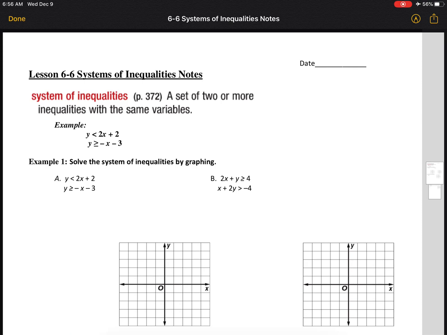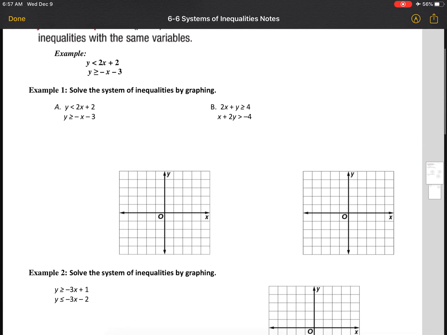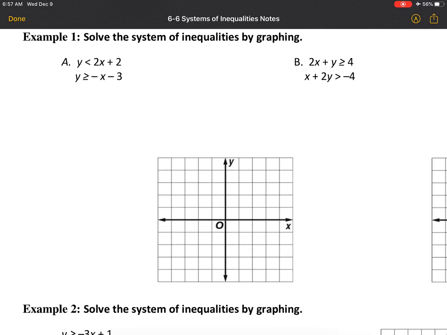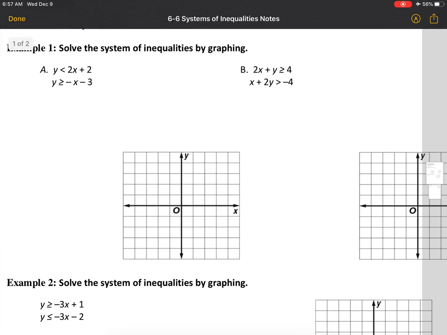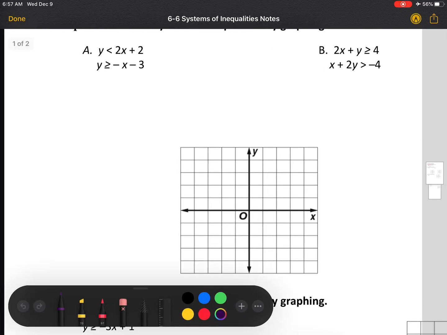In last chapter we actually graphed just one of these on the graph. These have the inequality symbols instead of the equal signs, the greater than, less than, or equal to's and all that good stuff. We're going back to that, but we're putting two on the same graph. So basically what we first need to do in example A is put these on the same graph, but I'm going to look at one at a time.